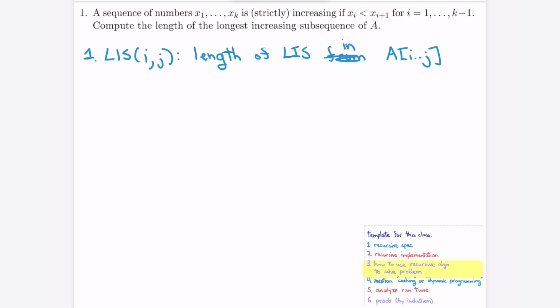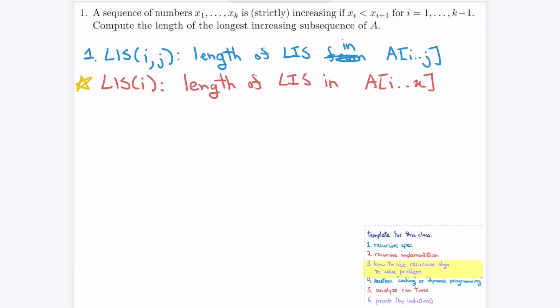Did anyone have a different sentence? Yeah. Okay, so another one. LIS of I is the length of the longest increasing subsequence starting from A_I to N. Anyone else? Okay. Well, we have to proceed with one. Who wants to do the first one? Okay. And who wants to do the second one? Okay. So we'll go with the second one.